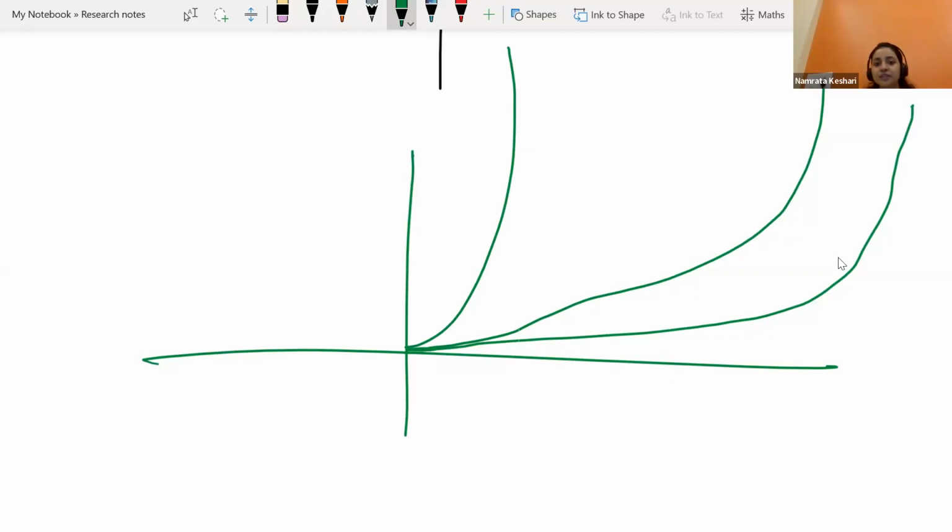In a uniform manner, x is increasing, y is increasing, x is increasing, y is increasing. For the other one also, it's quite steeper than the previous one, and this one is the most steep over here. It's just closer to the y-axis, so it is the most steep.